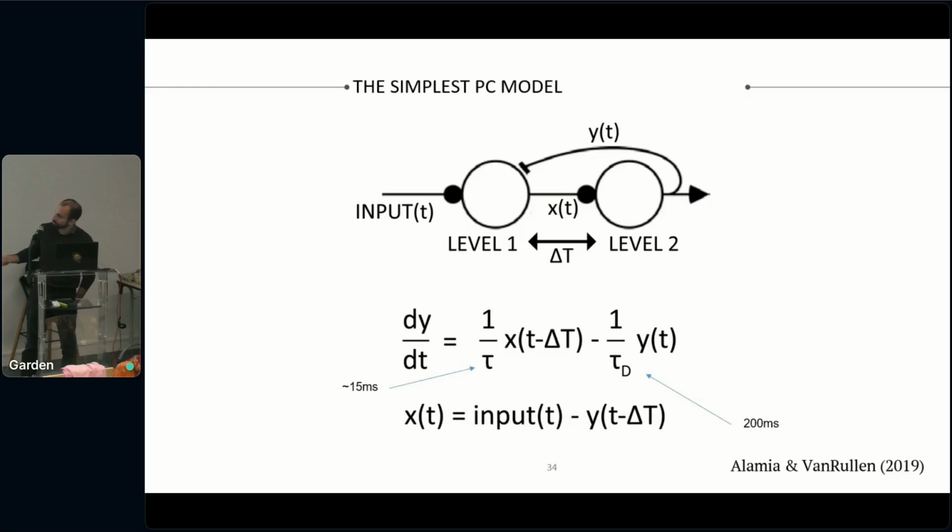And it's important to notice that the time constant of the prediction error is much faster than the time constant of the prediction. It's a detail, but it's important because you want to be fast in tracking the input, in updating your prediction based on the prediction error, but you want to be slow in changing your prediction. Okay, so we did this simple predictive coding with a bit of biological constraints.